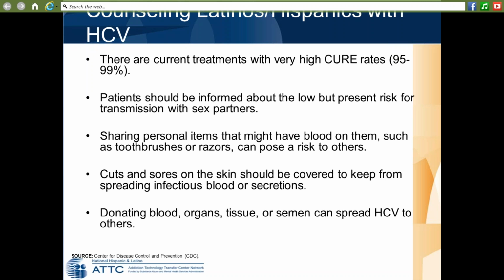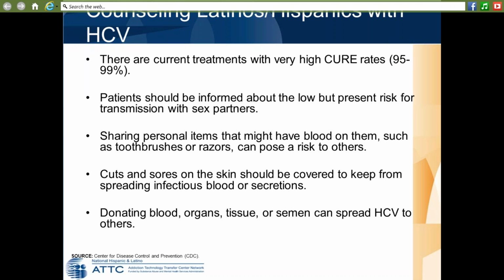The other piece has to do with sharing personal items that might have blood on them. And this is an important piece because many of the folks that we work with, that we encounter, are Latino, have families, have kids. You heard Dr. Monterrey talk about that. And so, you know, to share with them that toothbrushes might have blood or traces of blood on them. Certainly razors can pose risk to others.